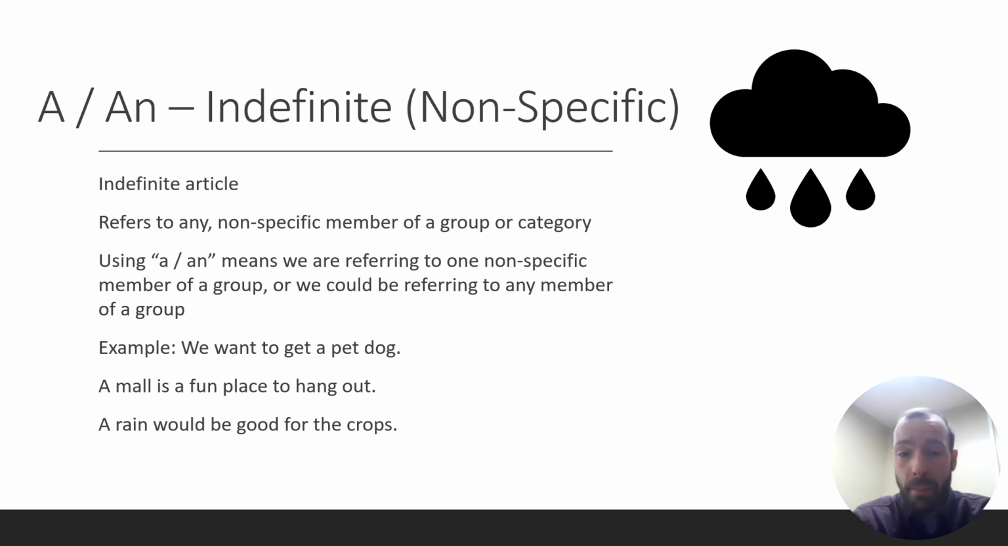Here's another example. A mall is a fun place to hang out. Here we're just talking about malls in general. We're not talking about a specific mall. We're just talking about malls. They exist. We like them. They're fun. Here's another example. A rain would be good for the crops. Here I'm talking about rain and how it's much needed right now and how I would really like some. I'm not talking about a specific rainfall that happened on a specific day or that is happening right now. I'm just talking about rain in general, how it's nice, how it would be much appreciated and helpful to make the crops grow.